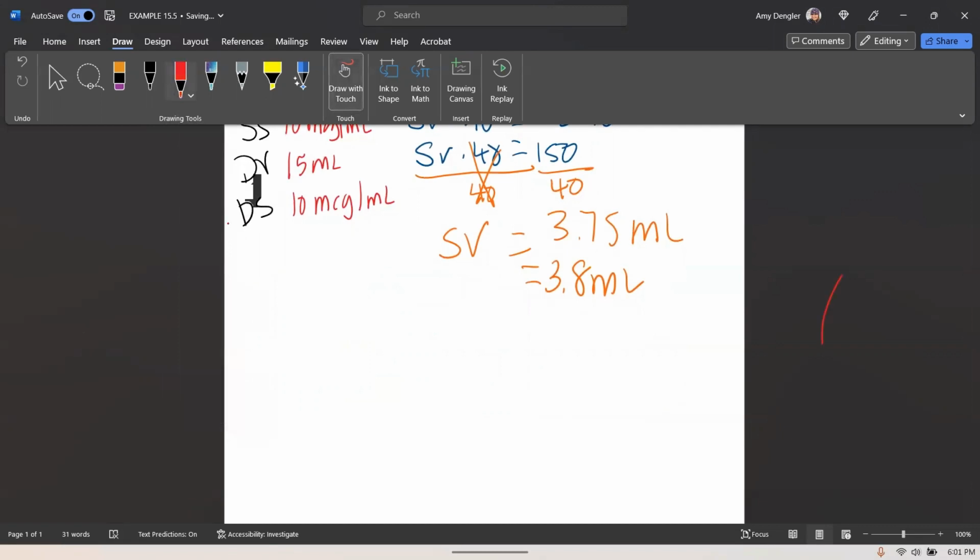And then if we were going to find out how much solvent, we would do our DV minus SV is equal to the solvent. So our DV was 15 ml and then minus 3.8 ml.